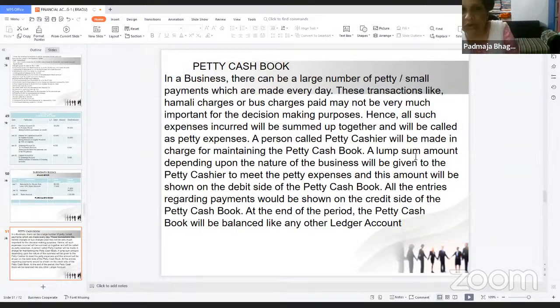That petty cash book will be maintained by a petty cashier, who writes only those simple things. Once a month, a lump sum amount will be allotted to the petty cash book for business purposes. That will be written on the debit side of the petty cash. All the entries, whatever is spent, will be recorded on the payment side and made into the ledger.